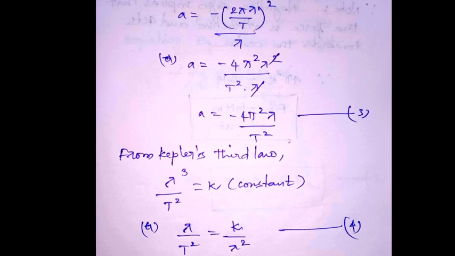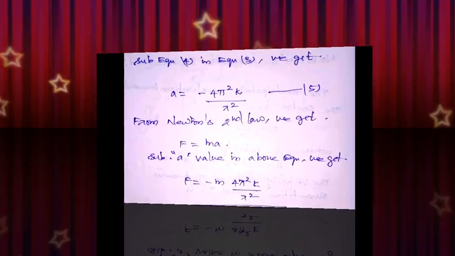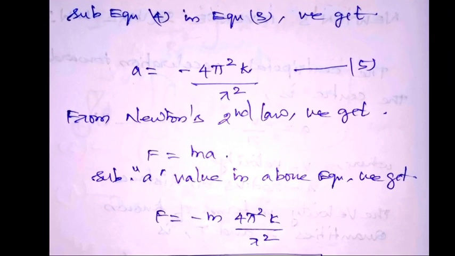So we get R divided by T square is equal to K by R square. This is equation number 4. Next I am going to substitute equation 4 in equation 3. We get A is equal to minus 4 pi square K divided by R square. And consider this is equation number 5.